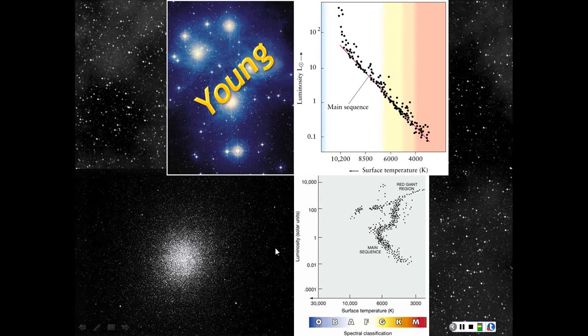Whereas when we go to Omega Cen down here, it's old, because these stars up here, beyond about the F-type, have already evolved over here. Those ones have already evolved, and these ones are still evolving. Okay?